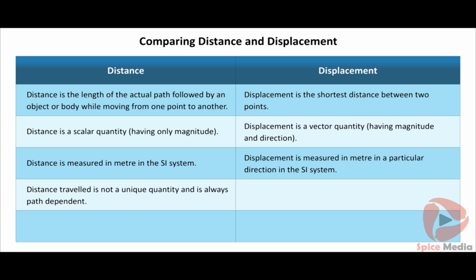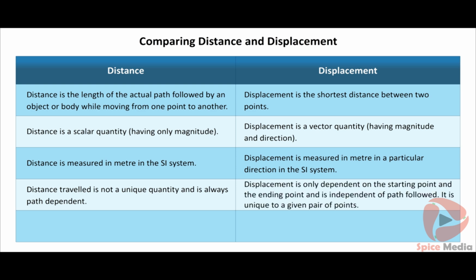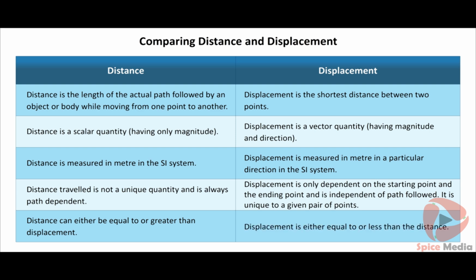Distance traveled is not a unique quantity and is always path dependent. Displacement is only dependent on the starting point and the ending point and is independent of the path followed. It is unique to a given pair of points. Distance can either be equal to or greater than displacement. Displacement is either equal to or less than the distance.